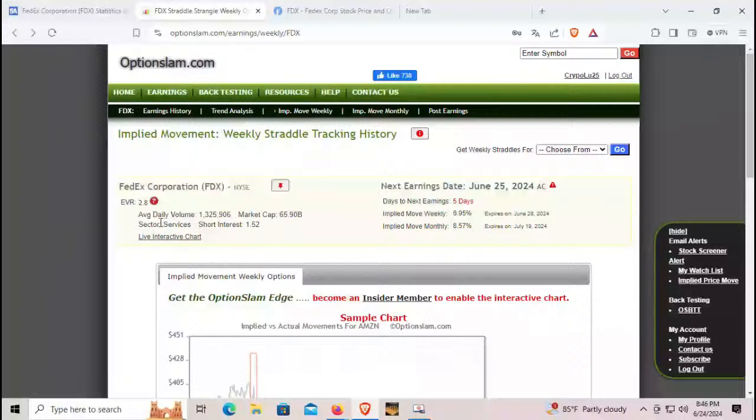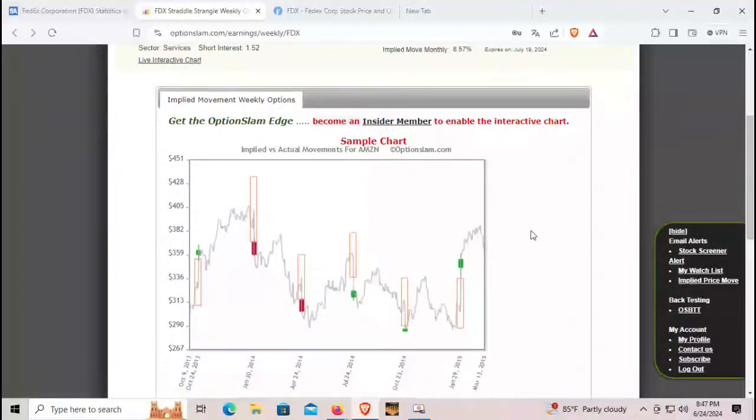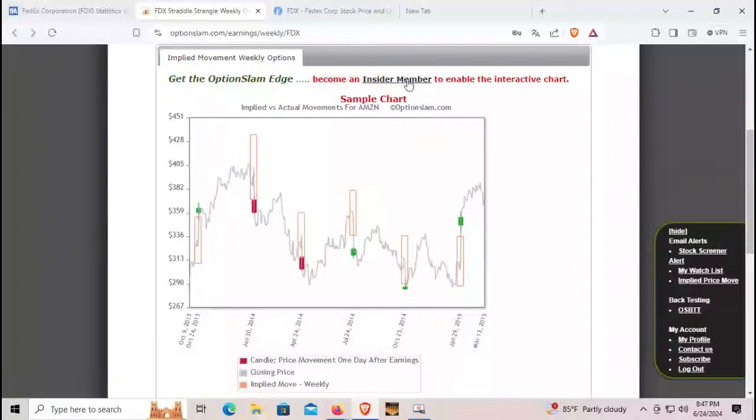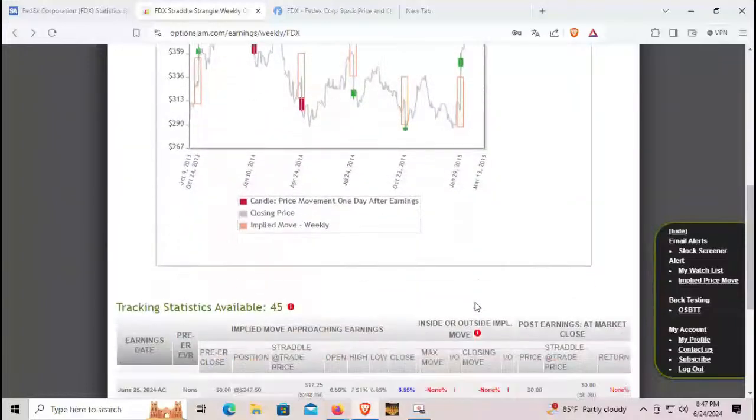So they have the sector, the average volume, the market cap, short interest 1.52. The implied move in the weekly is 6.95, expiring June 28, and the implied move in the monthly is 8.57, expiring July 19. It's a monthly option. Now they give you this example. You have to be an inside member to actually read all of what they have.